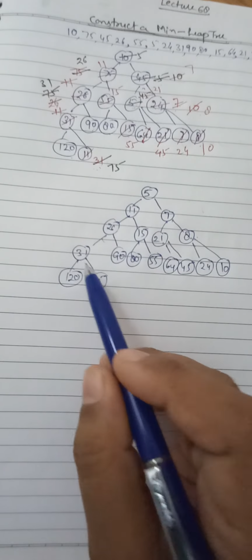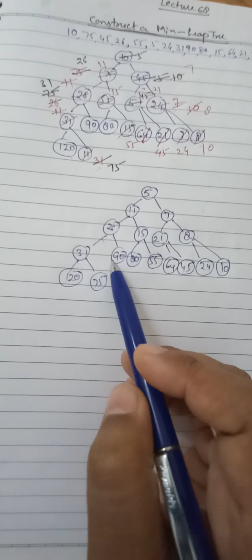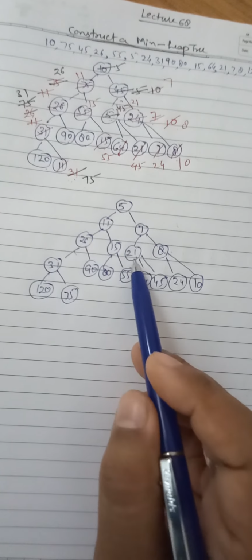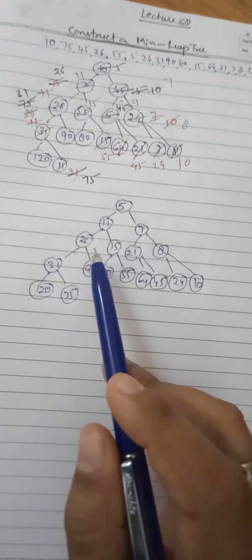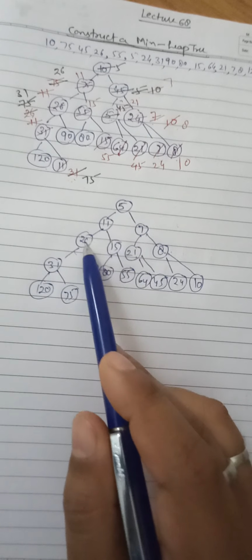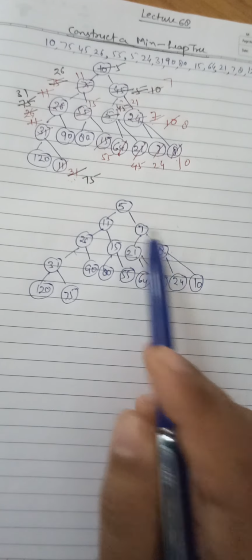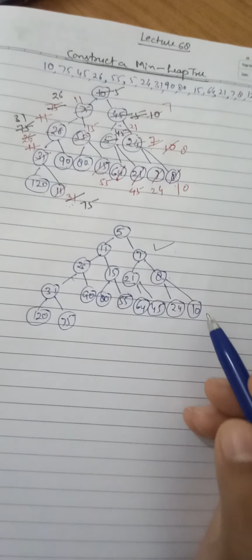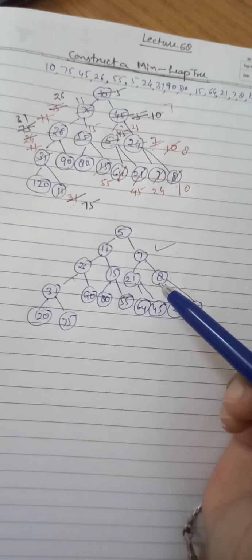Here we can see, yes, this is less than its children, and this is less than its children. This is also less than its children, this is also less than its children, and so on for each node. So now this is the correct min-heap. After so many modifications, the correct min-heap is this.